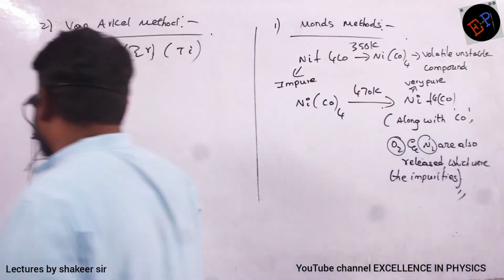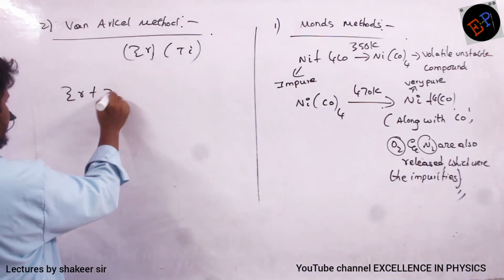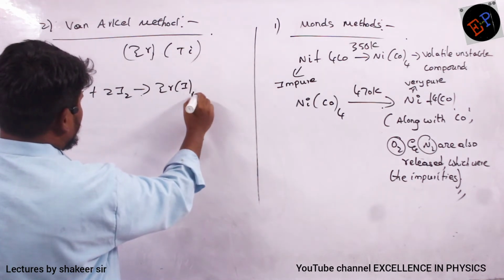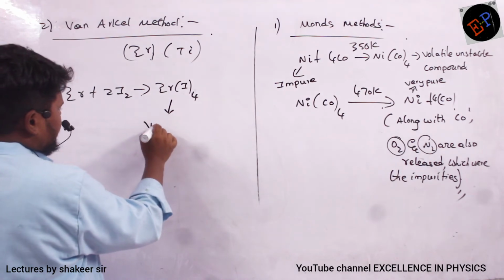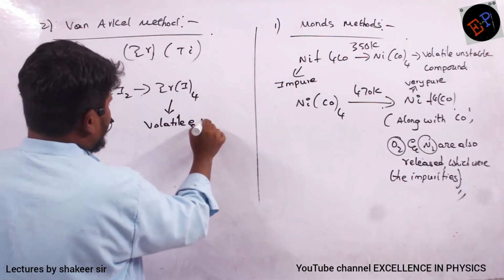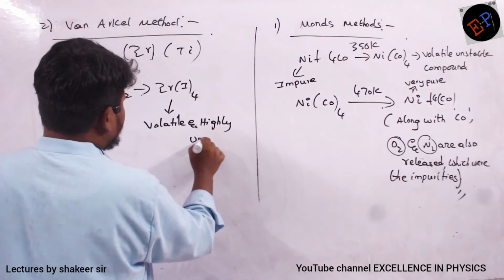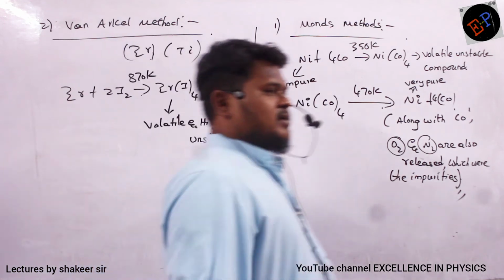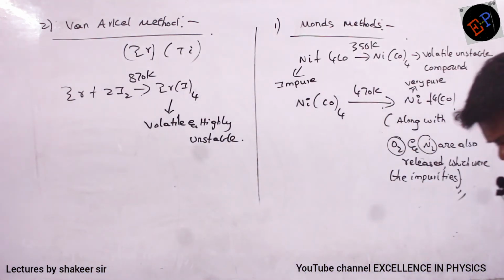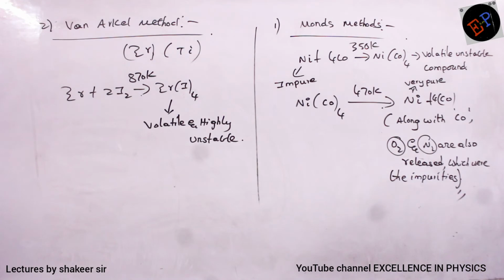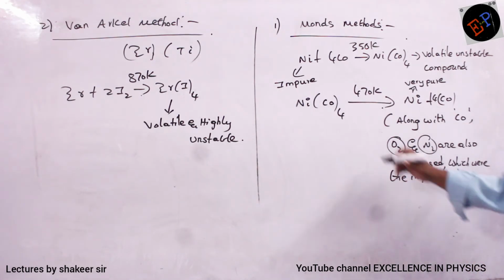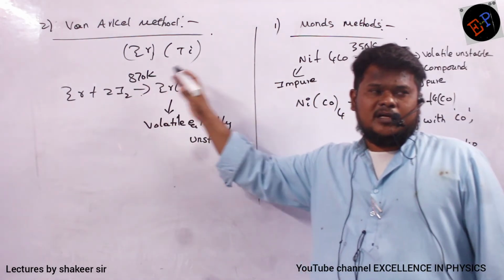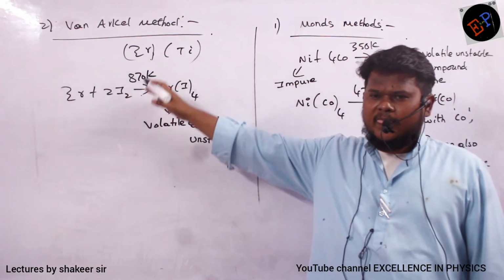So here what happens is zirconium plus iodine react to form ZrI4. Are you able to understand? This compound is volatile and highly unstable. It is performed at a temperature of 870 Kelvin. So see these temperatures, the compounds we are using, and the reagents very carefully. Here the compound we are using is carbon monoxide, and here we are using iodine. Carbon monoxide in Mond's process, iodine in Van Arkel's process.